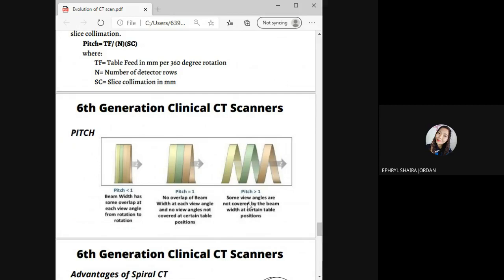So some view angles are not covered by the beam width at certain table positions. So, ganyan. Mabilis ang speed ng table. So, most likely, mababa din ang image quality nito.